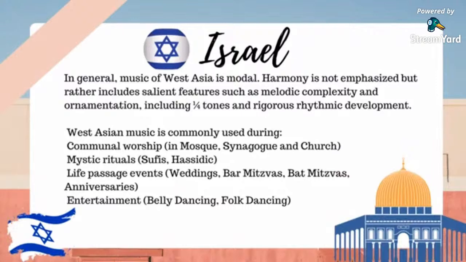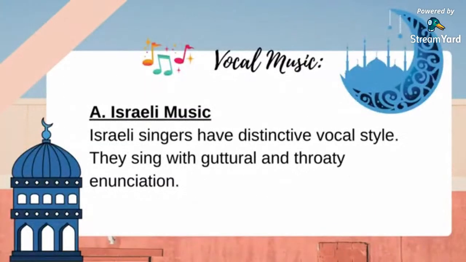Harmony is not emphasized but rather includes salient features such as melodic complexity and ornamentation, including 1/4 tones and rigorous rhythmic development. West Asian music is commonly used during communal worship, in mosque, synagogue, and church. Mystic rituals, Sufis, Hasidic. Life passage events, weddings, bar mitzvahs, bat mitzvahs, anniversaries. Entertainment, belly dancing, folk dancing. Vocal music of Israel and Arabia.